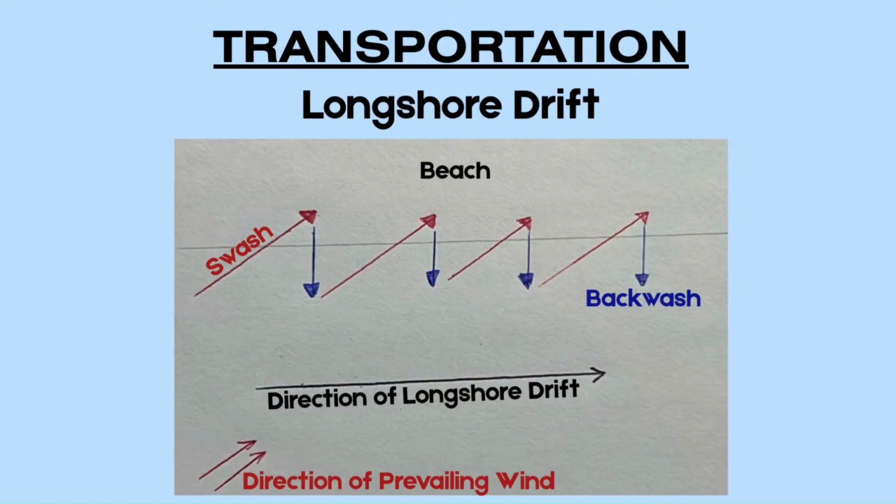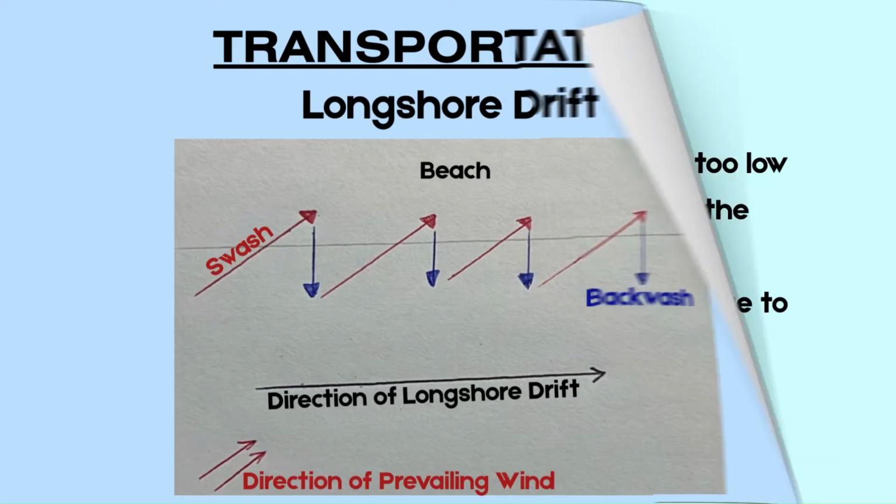Here is a diagram illustrating the transportation process of longshore drift. It occurs when waves approach the shore at an angle, usually due to the direction of the prevailing wind. When a wave breaks, the swash carries material up the beach at the same angle as the wave. The backwash then pulls the material back down the beach at a right angle, due to gravity. This creates a zigzag movement of sediment along the coast, gradually shifting material such as sand and shingle in the direction of the prevailing wind.